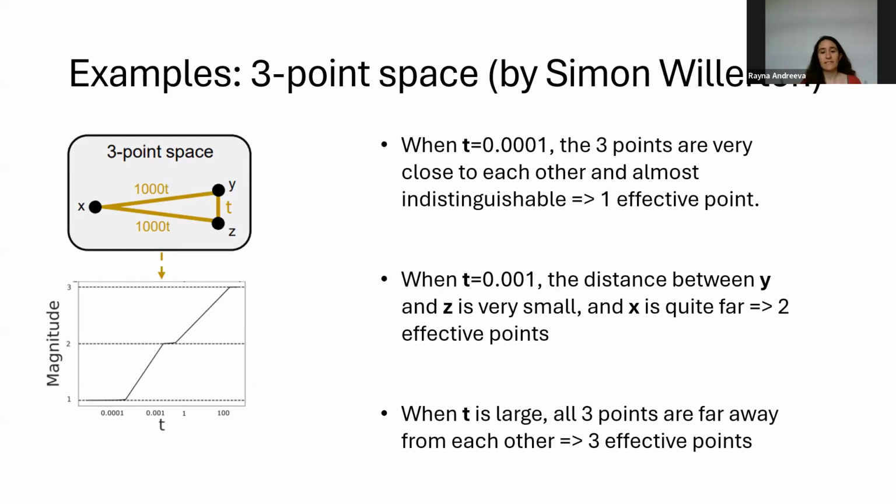Now, consider when t is large, then again, the points are very far away from each other. We have 3 effective points. And the more interesting part here is what happens at an intermediate scale, such that y and x are still close and they still look like 1 point, and x is far apart. So in this case, we recover a magnitude of 2. So we have 2 effective points. And this is what this magnitude is measuring.